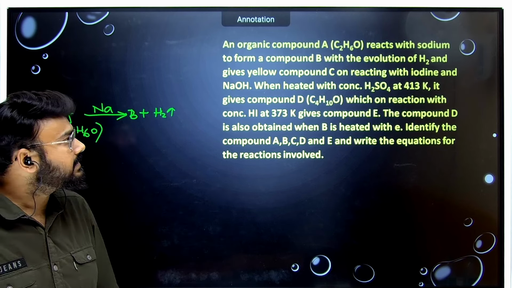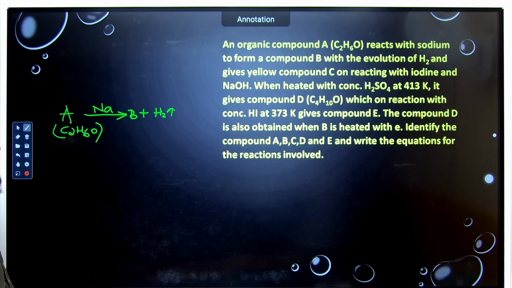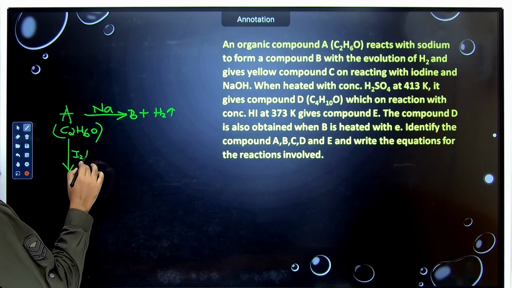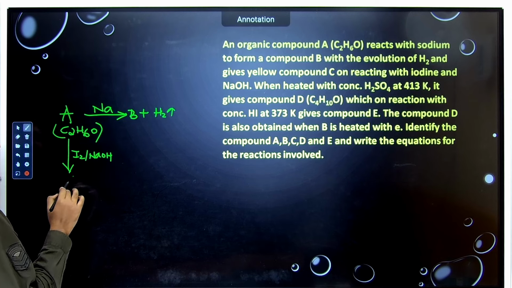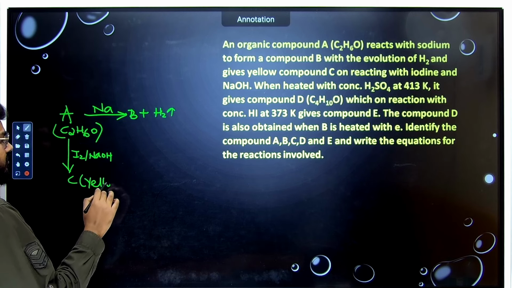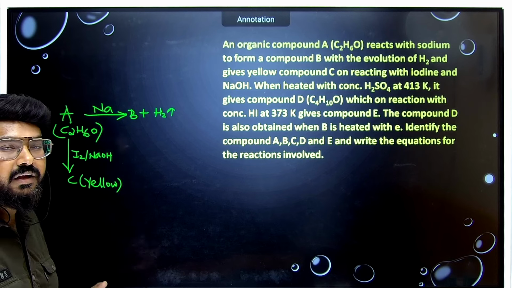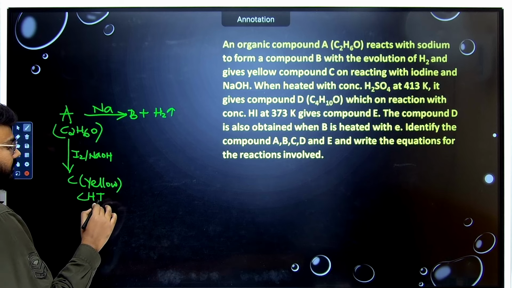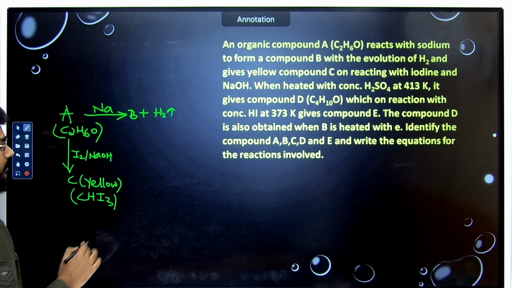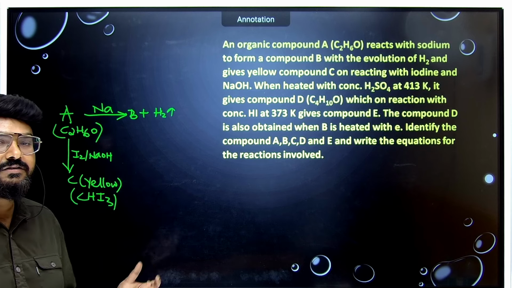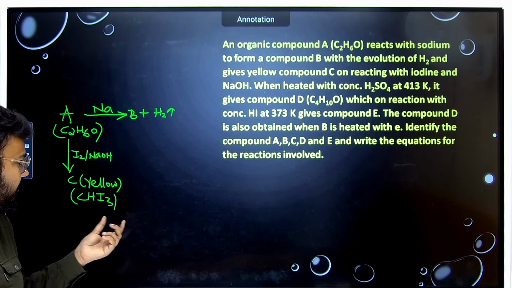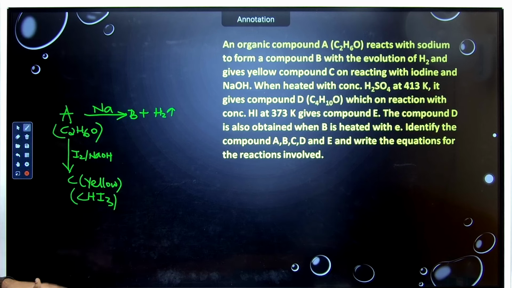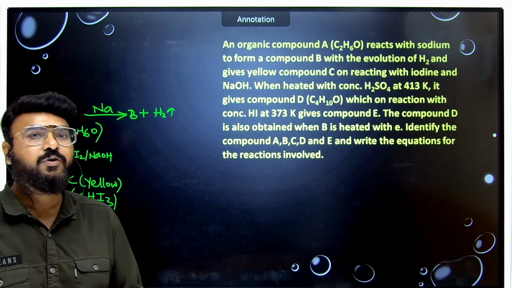Okay. Moreover, it says it gives yellow compound C on reacting with iodine and NaOH. It means if you react this with iodine and NaOH, it forms C and this is yellow. So by reading the question, we have understood what C is. C must be an iodoform, that is CHI3. Why? Because I2 and NaOH are the reagents used in the iodoform reaction, and that's how it forms a yellow substance, iodoform, and that is why it is the iodoform test. So now we have understood A must be something which gives a positive iodoform test.